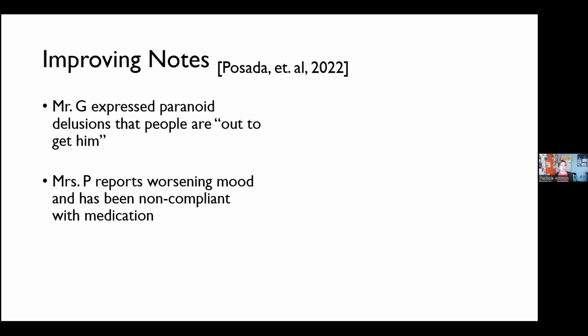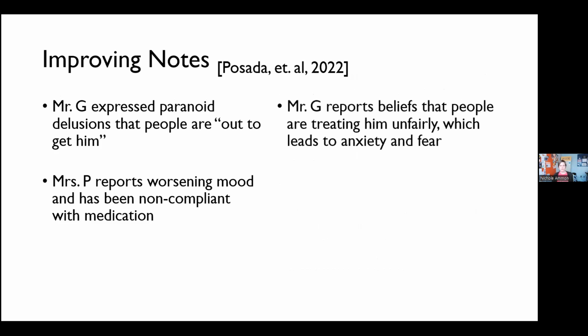Ms. G expressed paranoid delusions that people are out to get them. So use caution. Not all quotes are going to be taken fully correctly, and they're not all necessary. So a better way would be Mr. G reports that people are treating him unfairly, which leads to anxiety and fear. Because frankly, that's the problem anyway. It's the anxiety and fear. That's what we really need to hone in on.